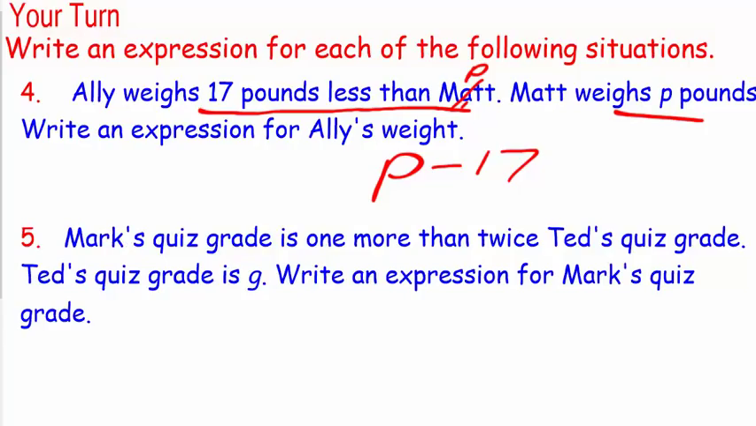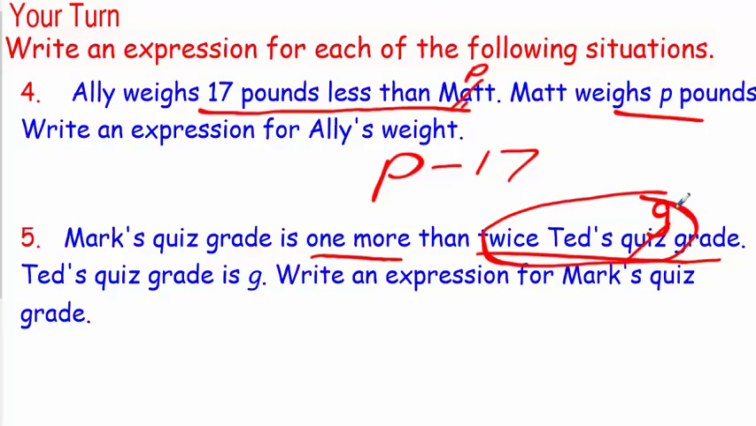Mark's quiz grade is 1 more than twice Ted's quiz grade. And it's telling me that Ted's quiz grade is G. So I'm going to cross this off because his grade is going to represent G. So 1 more than twice G. First I have to figure out this part first. Twice G. Twice means to multiply by 2. So 2G and then 1 more.